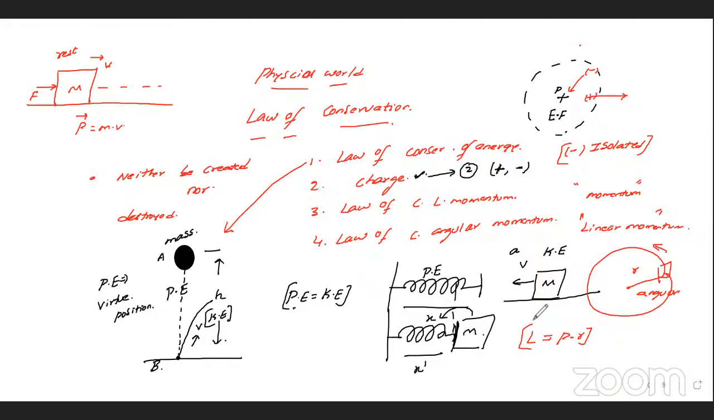Can anyone tell me, is angular momentum a vector or scalar? Some say vector. Does it have direction? Both magnitude and direction. See, it depends upon the cases. In applicable cases we have to specify whether angular momentum is vector or scalar. For rotational motion, the axis denotes the direction, but then rotational motion is about a fixed axis.